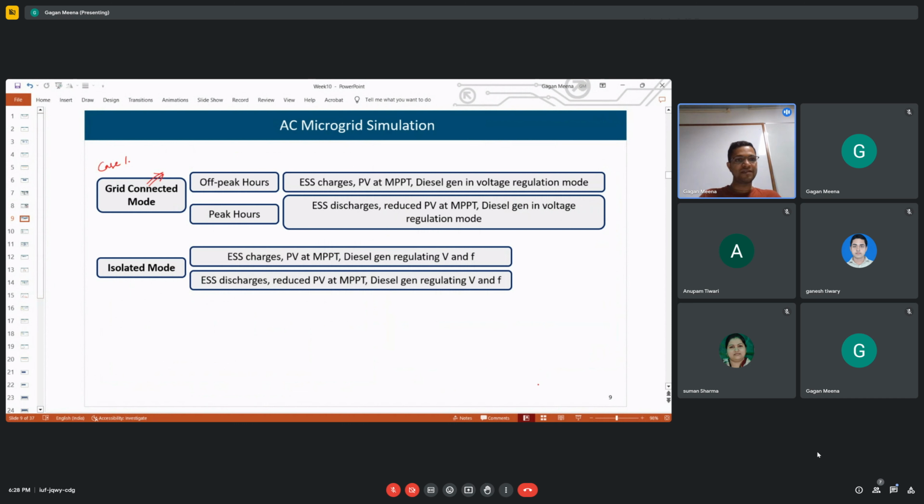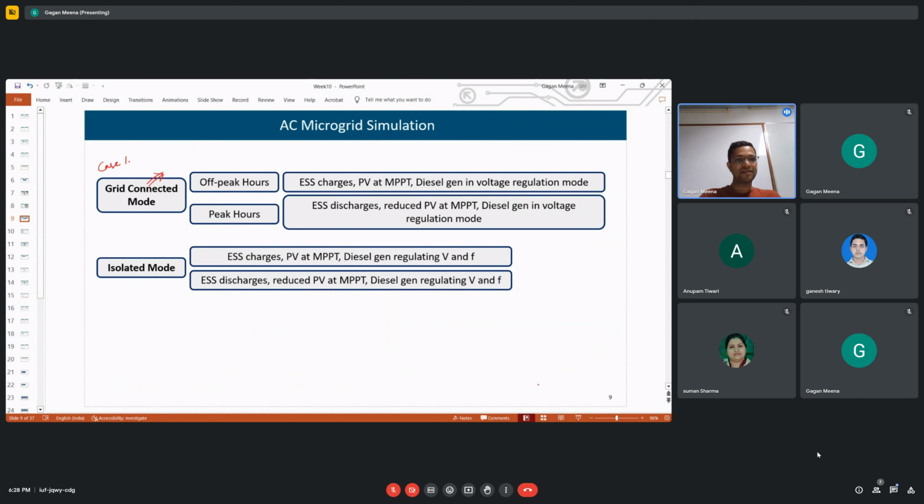This is the first case, easy and straightforward, when generation is more than the load. But when generation is less than the load, there are several cases. First, we have to see the battery, our storage. Is the storage SOC less than 40%? If no, that means storage has more than 40% charge, then the battery can discharge.